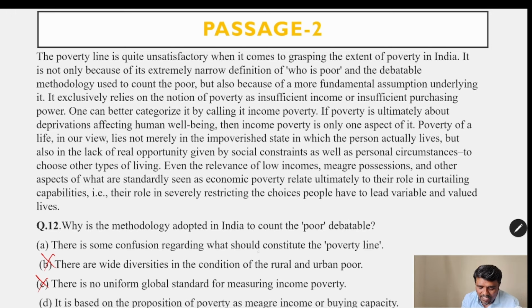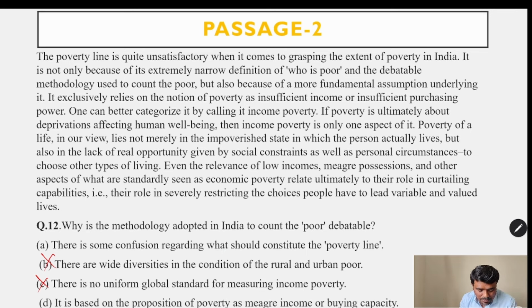There is some confusion regarding what should constitute the poverty line. No, there is no confusion. The passage is not talking about confusion. It is clearly criticizing the approach itself. So it is not about confusion regarding what should constitute the poverty line.